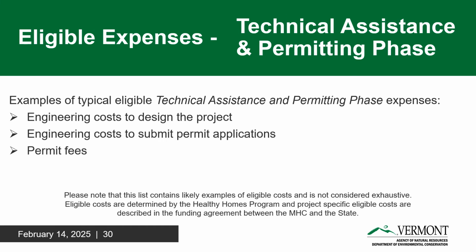So listed here, you'll see some examples of technical assistance and permitting phase expenses. So if you have technical assistance and permitting phase funding in your award, you may want to bill for engineering costs to design the project, engineering costs to submit permit applications or permit fees.